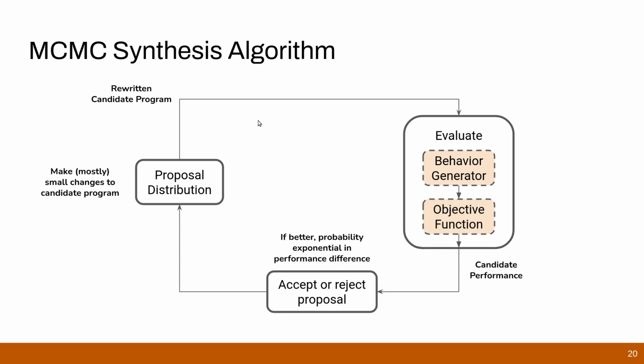The algorithm starts with a random candidate program and repeats the following process. First, it uses a proposal distribution to randomly make small changes to the candidate. It then evaluates the rewritten program by running the behavior generator and the objective function using the learned behaviors. Finally, it decides whether or not to accept the candidate based on how much better it is, and starts the process all over again.